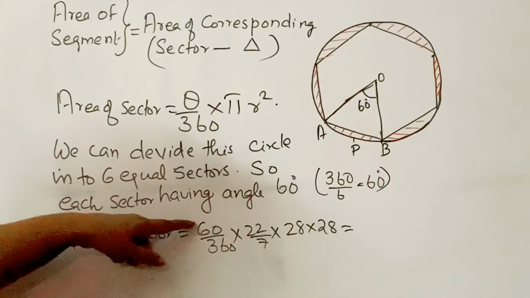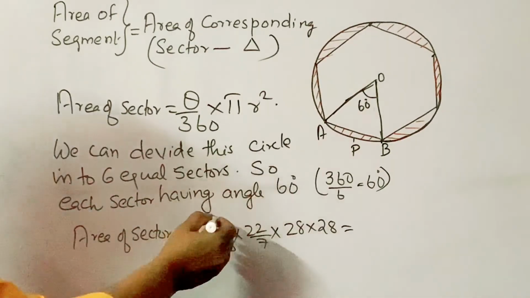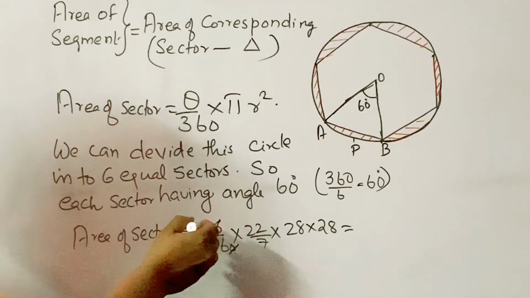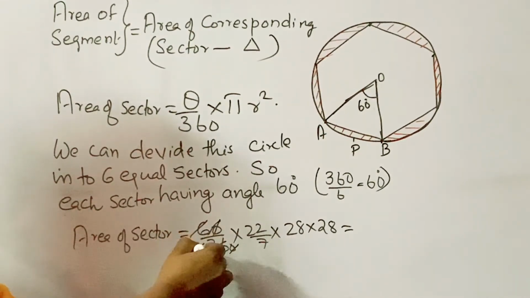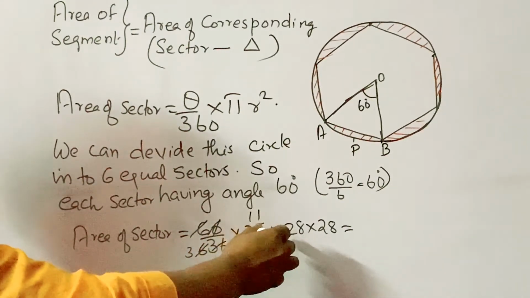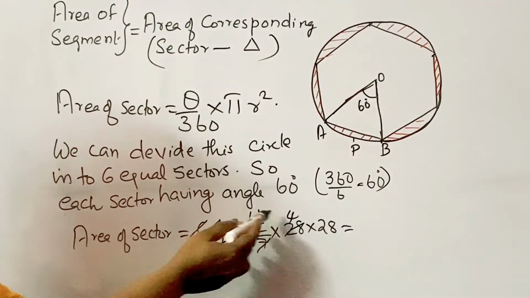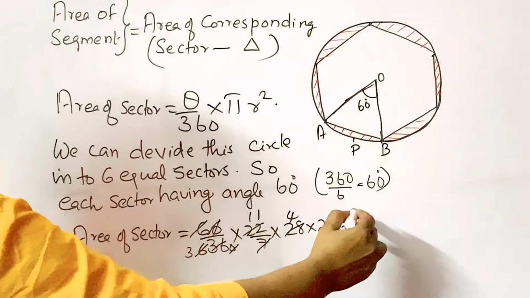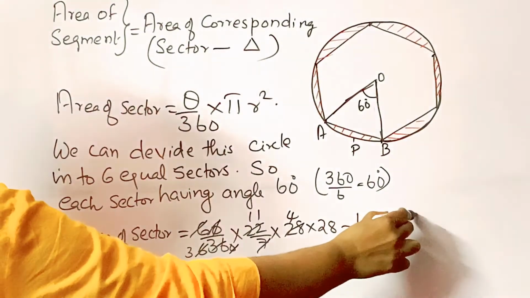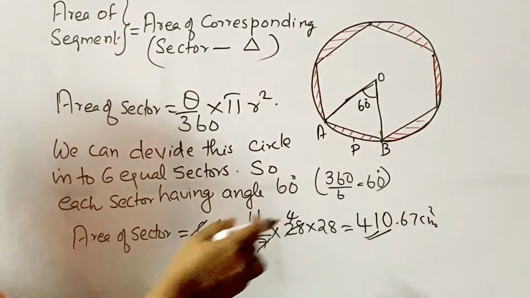Look here, area of the sector is 60 by 360 into 22 by 7 into 28 into 28. That is, this 10 will go here 6 times. Then here 2, 11 times, here 3 times. That is 11 into 28 into this 7 here 4 times. Okay. 11 into 4 into 28 divided by 3. That is 410.67. That is the area of sector OAPB.